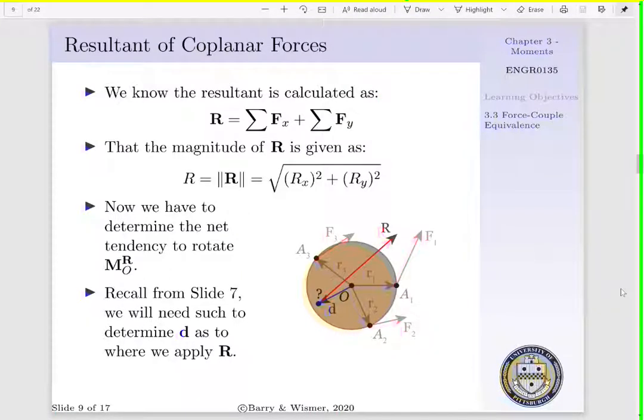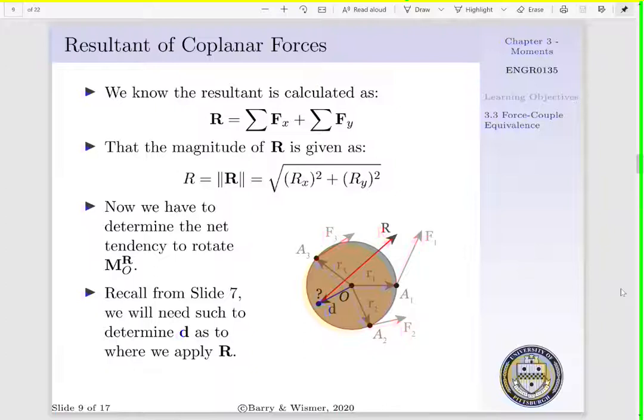Now, we know our resultant is equal to the sum of our forces in the x direction plus the sum of our forces in the y direction, and the magnitude of our resultant is the square root of the sum of the squares. That's rather simple. Now we have to determine our net tendency to rotate. That is, we need our moment about point O due to our resultant force.